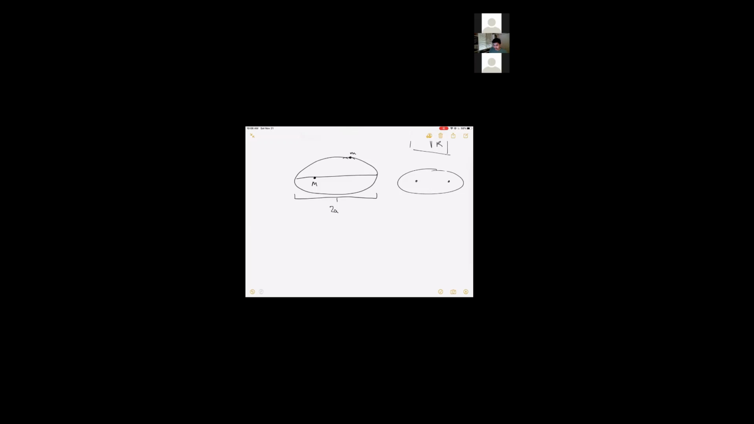Does that make sense? Actually, I think what I just said is not true. Let me think. Yeah, they will not be performing elliptical trajectories about their center of mass, and I think you are right.